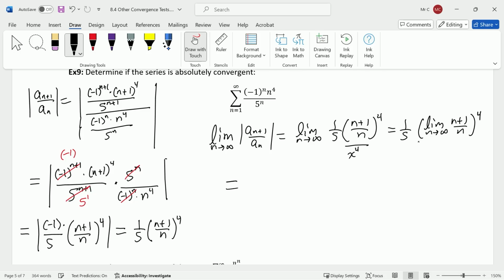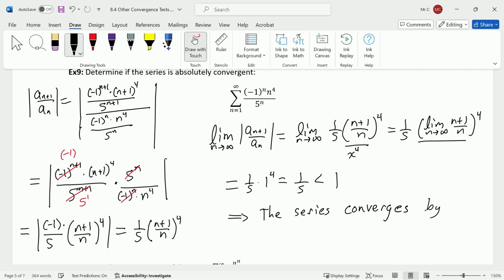And at this point, we've done a whole bunch of these types of limits. It should be pretty clear that this limit is going to be 1. And so this is 1/5 times 1 to the 4th, which is 1/5. And finally, that is less than 1. So this implies by the ratio test the series converges. Okay, that's it for that example.